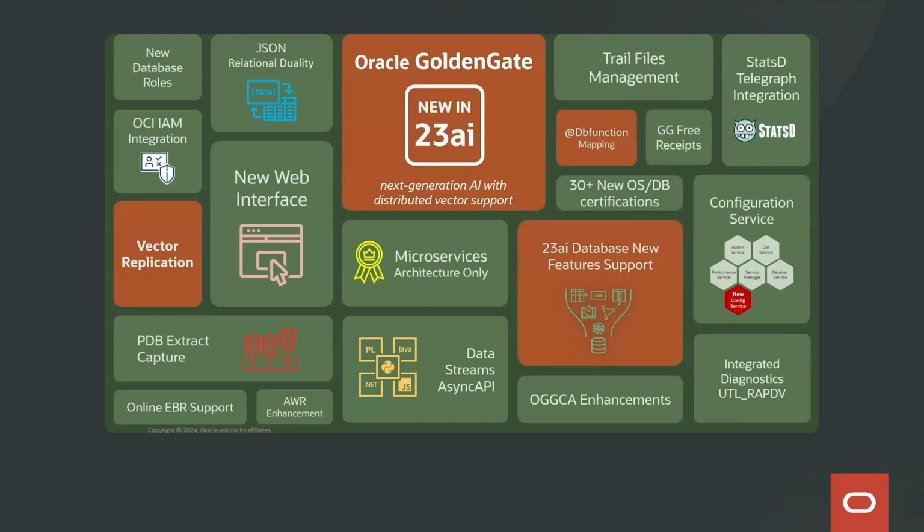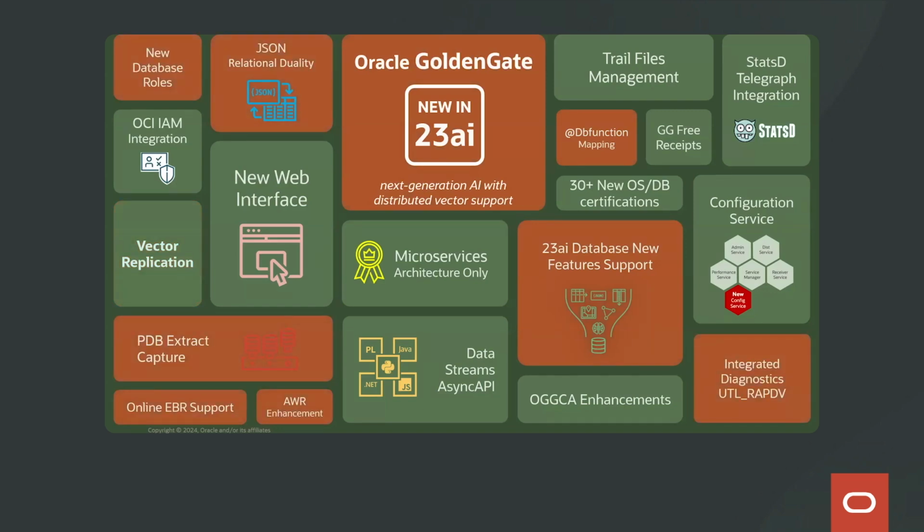GoldenGate now supports the Oracle 23 AI vectors and allows for full replication of them. We've added the ability to do database function mapping directly from the Replicat too, so no more going into doing SQL execs to call those functions. You can now call it directly from your parameter files and your map files. And then we also have vector replication itself and a bunch of new features in Oracle Database 23 AI.